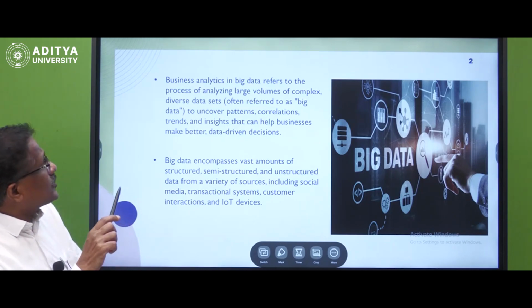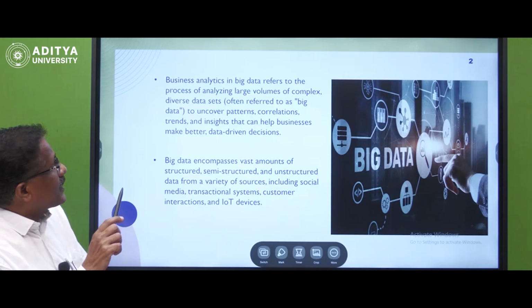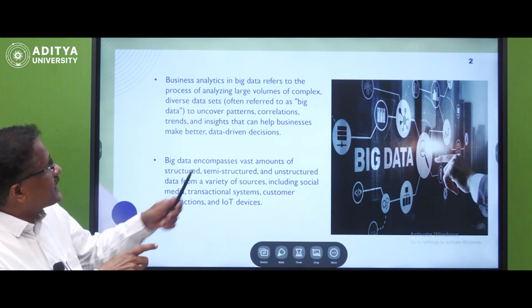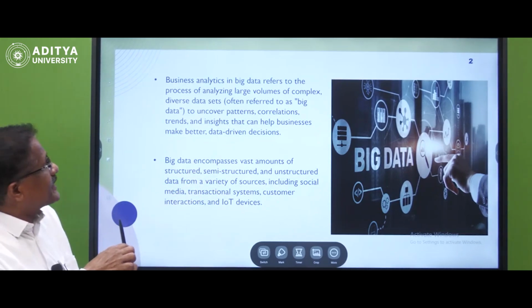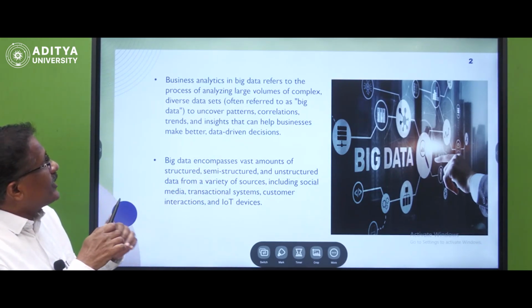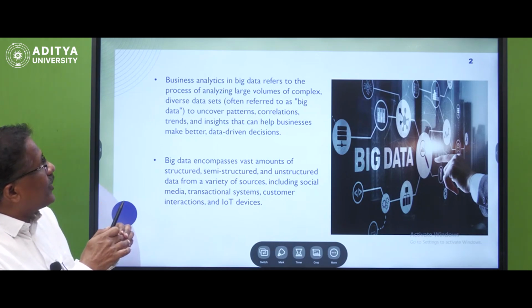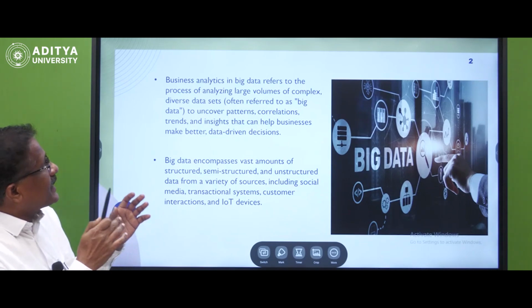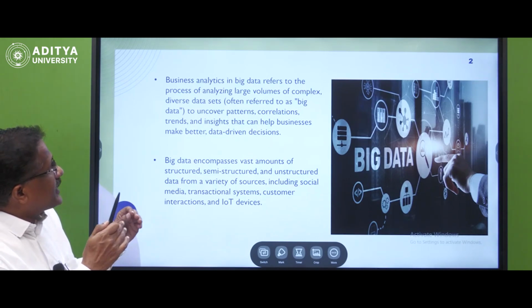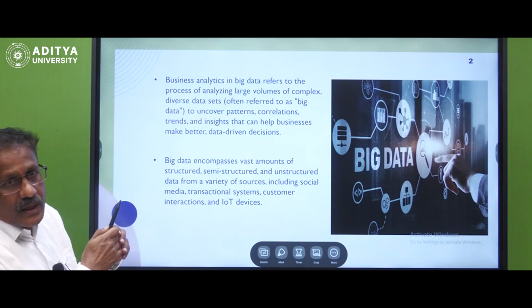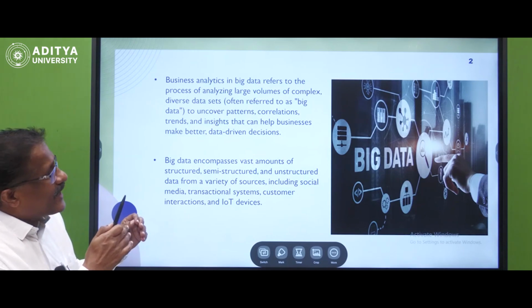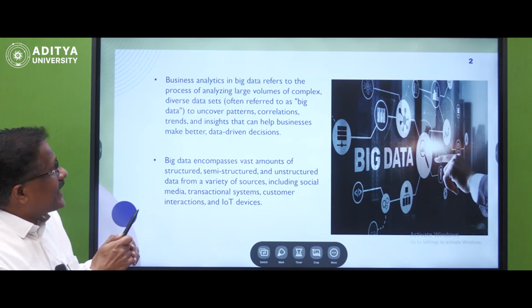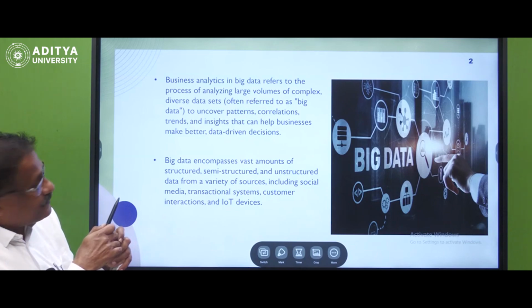The purpose is to uncover the patterns, correlations, trends and insights that can help businesses make better, data-driven decisions. That means we are going to analyze and apply certain techniques to find out the different types of uncovered patterns, correlations, trends and insights, which can help us understand every business better and make data-driven decisions.